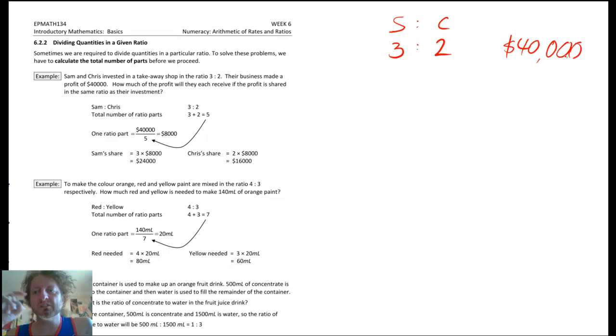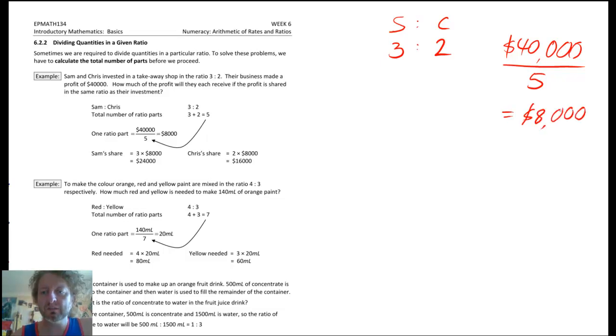So the first thing we do is say, well, how many bits do I need to split this $40,000 up into? If I'm going to give Sam 3 bits, let's go buckets, okay? I'm giving Sam 3 buckets of money, and Chris is going to get 2 buckets of money. How many buckets do I need? 5. 3 plus 2. I need to split my $40,000 up into 5 buckets of money, okay? So normally I just say parts, and you can see here I'm saying 3 plus 2 is split into 5 parts. What's 40,000 divided by 5? Well, $40,000 divided by 5 is $8,000.